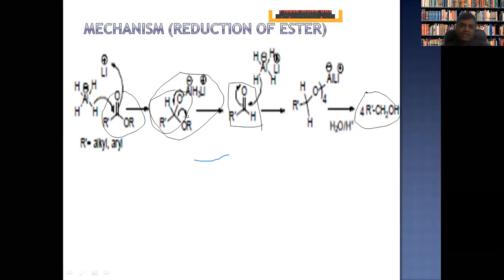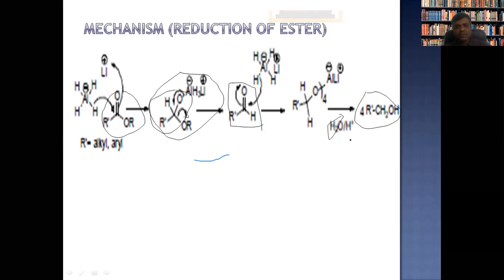Just refer to the previous slide. First monoalkoxy lithium aluminum hydride, then dialkoxy lithium aluminum hydride, then trialkoxy lithium aluminum hydride, and finally tetraalkoxy lithium aluminate will form, not hydride, because all the hydrides will be used. Then on hydrolysis, first acid hydrolysis, we will get 4 molecules of the corresponding primary alcohol along with the formation of byproducts aluminum trihydroxide and lithium hydroxide.